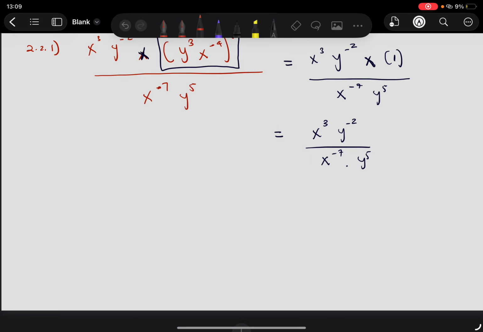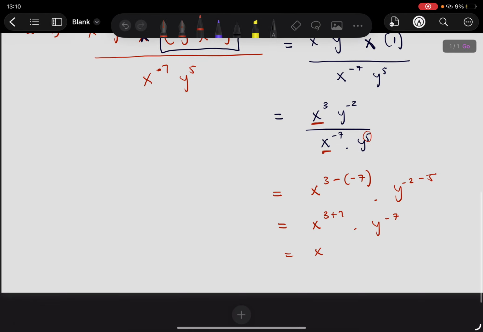Okay. So we have x there and x as a base, and they are being divided, which means we would then have x to the power of 3 minus 7. It is negative 7 because we have the exponent as a negative 7. This is then multiplied by y to the power minus 2, the one at the top, minus the 5, as the 5 is the one from the bottom. Right. Then we have x to the power 3 plus 7 multiplied by y to the power negative 7. This then can be written as x to the power of 10 multiplied by y to the power of negative 7.